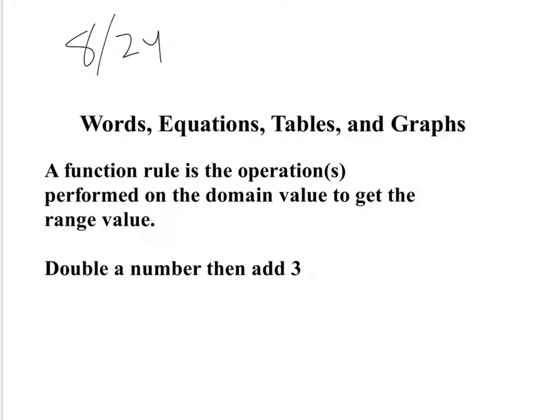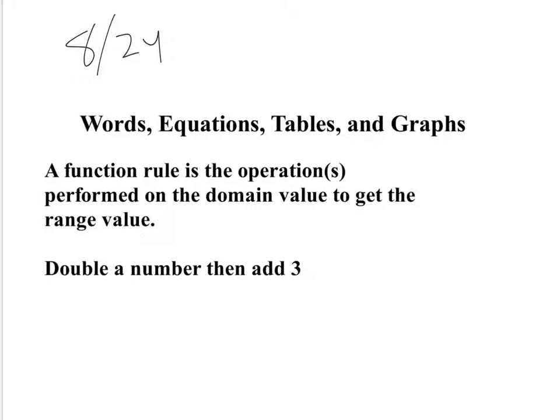One thing you need to know is a function rule is the operation or operations performed on the domain value to get the range. Remember, domain was always your x coordinates. Range is always your y. Another word for domain is input. Another word for range is output. So they give us our input, we plug it into the function rule, the equation, and then we get a range value or we get an output.